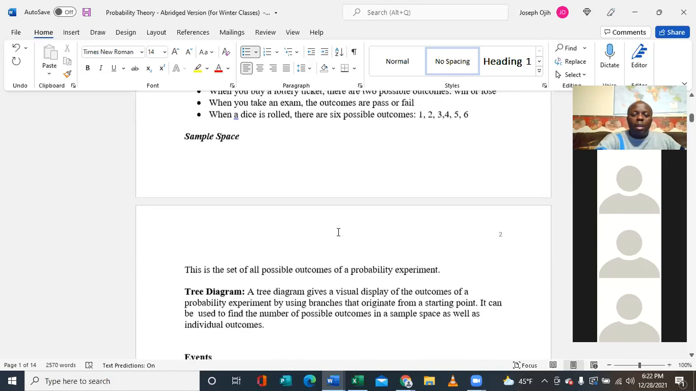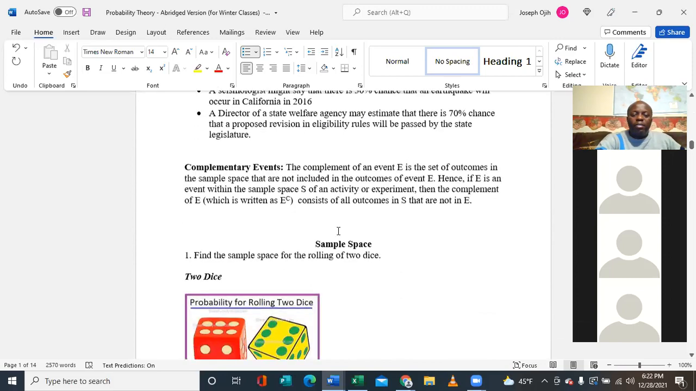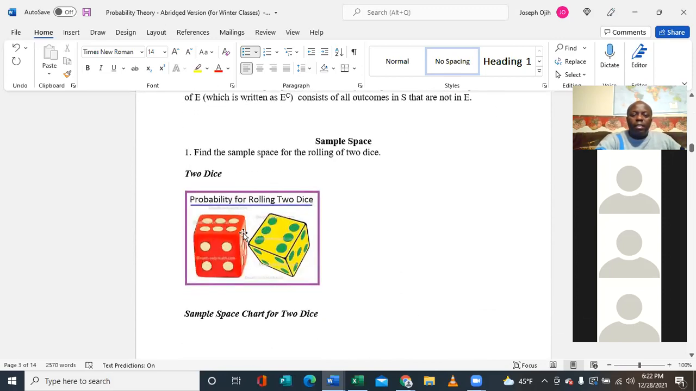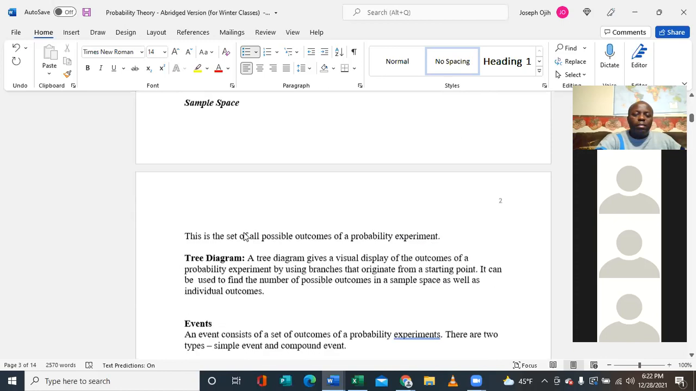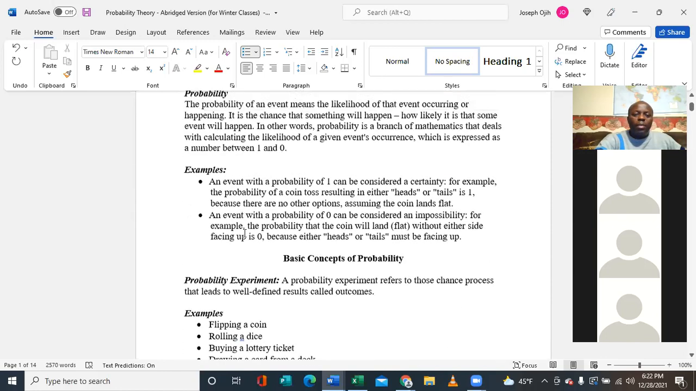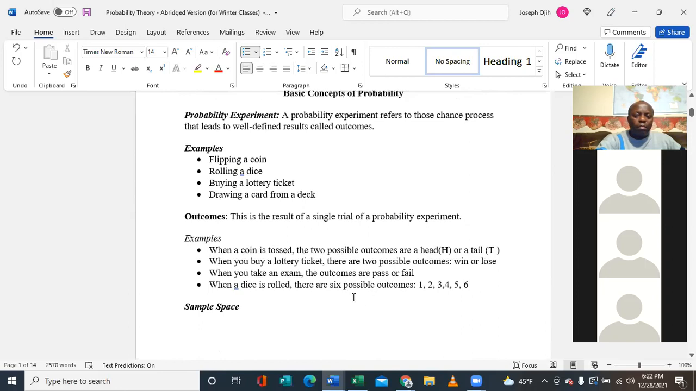When you roll a dice, I'm sure you all know what a dice is. Look at the dice right here. So when you roll a dice, the outcome can be 1 showing up, 2 showing up, 3 showing up, all the way to 6. How about this one? When you buy a lottery ticket, the outcome can be either you win or you lose. So a probability experiment is any chance process that leads to a final result that we call outcomes.